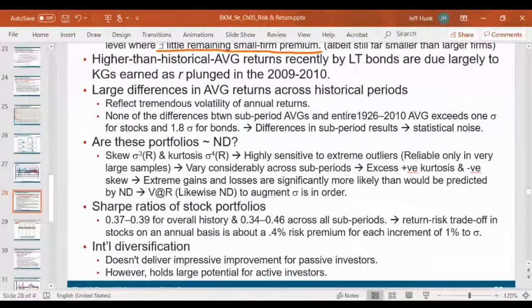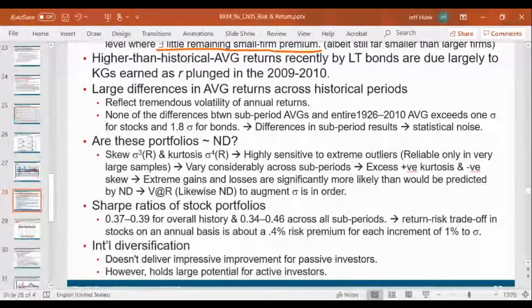In other words, they are not significant in terms of standard deviation. But are these portfolios normally distributed? If you check the skew and kurtosis, right, you can find they are highly sensitive to extreme outliers, reliable only in very large samples, right?